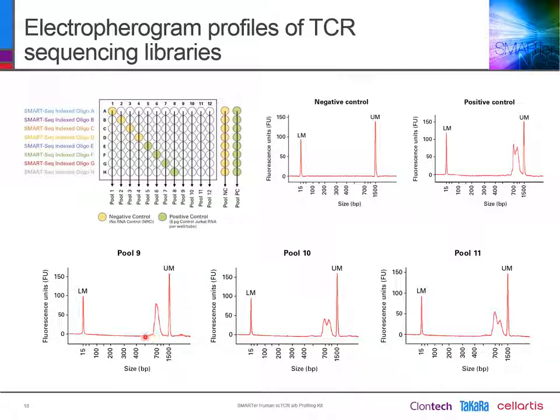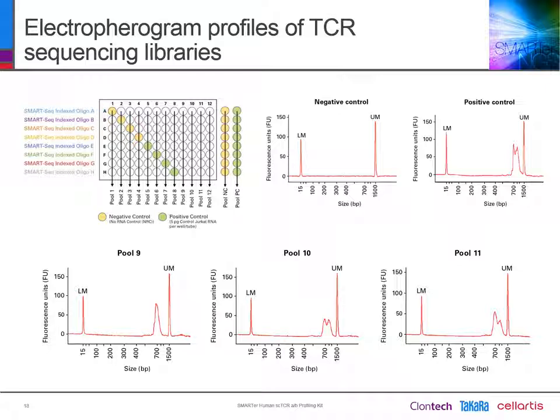In pool 9, we just see 1 peak, and that represents dominance of either TCR alpha or beta in that pool. Pool 10, you see the nice dual peak, so it represents that alpha and beta are present at even amounts. And pool 11 is slightly skewed one way.